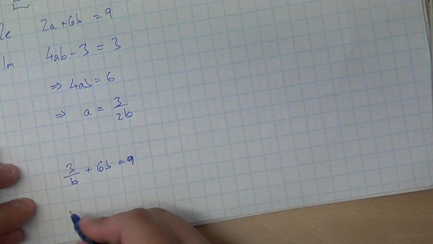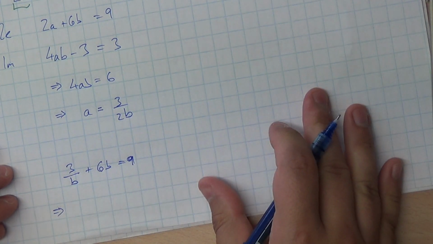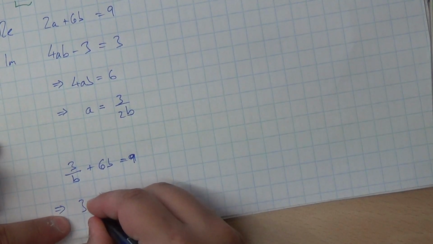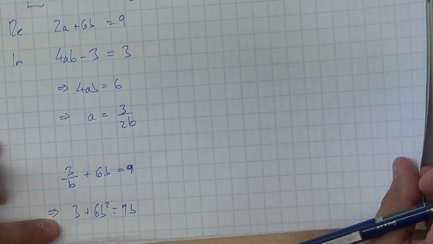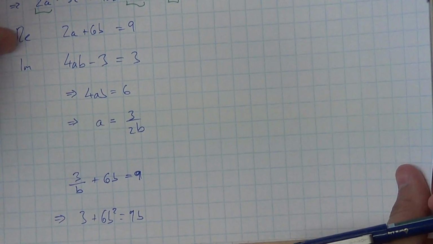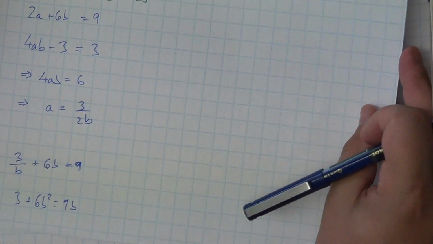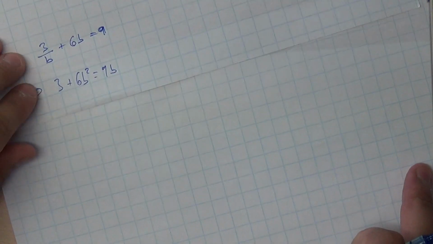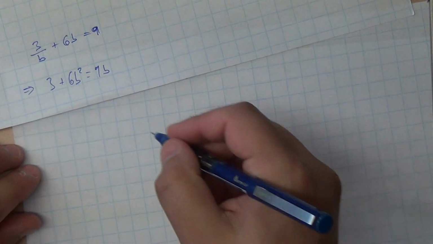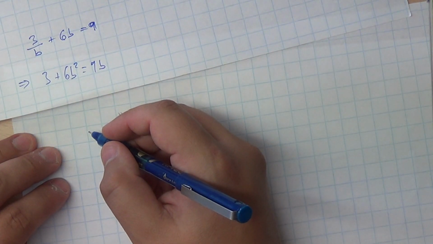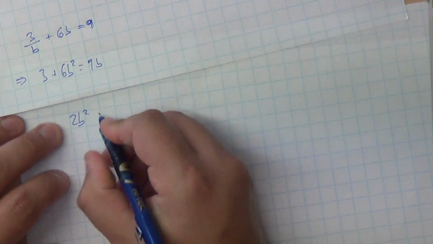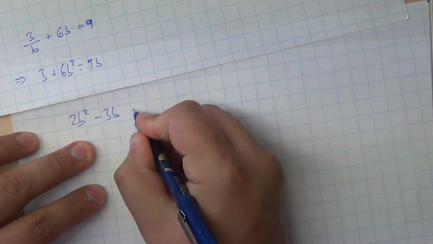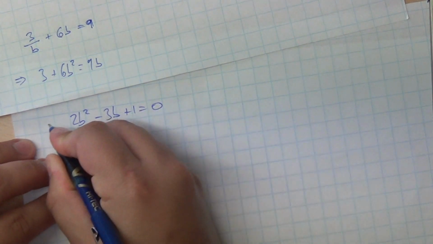So far, so horrible. We'll multiply through by b to get 3 plus 6b squared equals 9b. And from there, we're going to need to rearrange that to make it a nice, neat quadratic to solve. So we are going to subtract 9b from both sides and divide by 3 at the same time. So we're going to end up with 2b squared take 3b plus 1 is 0.